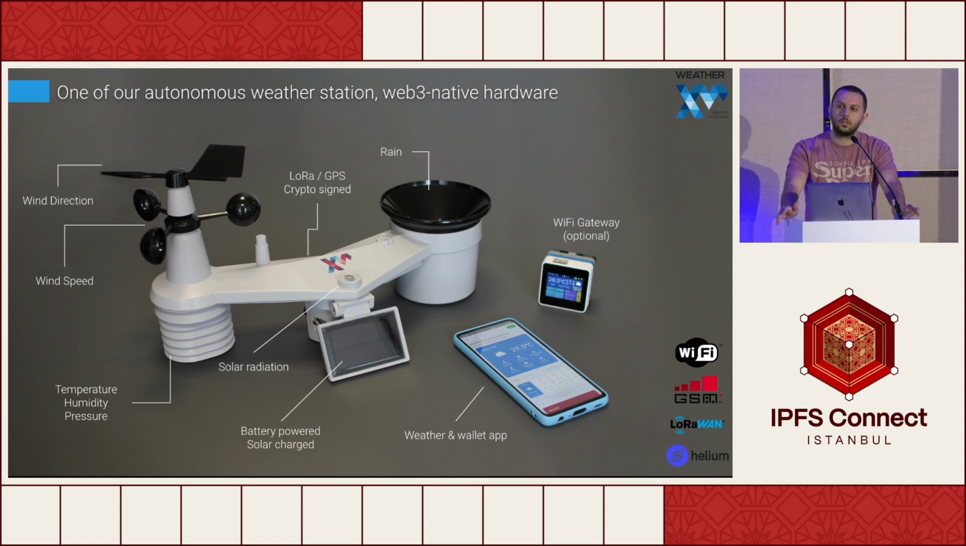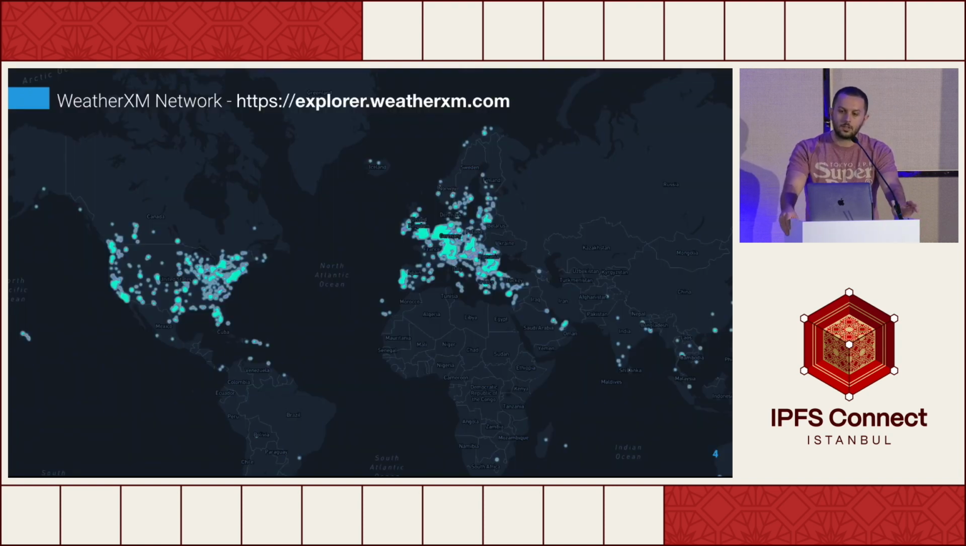And it actually has a secure chip. It has its own private key. So all of the data that are coming out of your station are going to be signed with that private key. So everything is verifiable. You can make sure that the data you see is what the station actually provided, and they have not been tampered with by anyone. So this is the state of the network as it is at the moment.